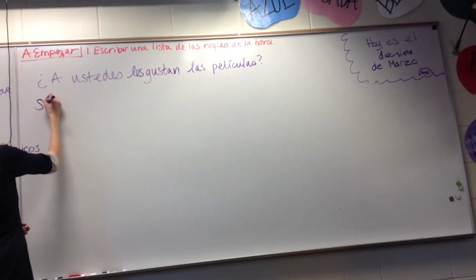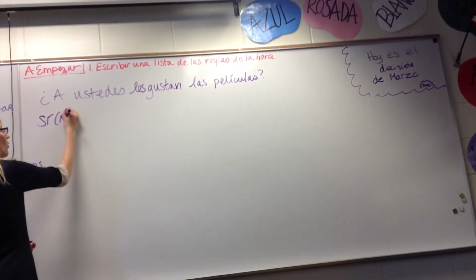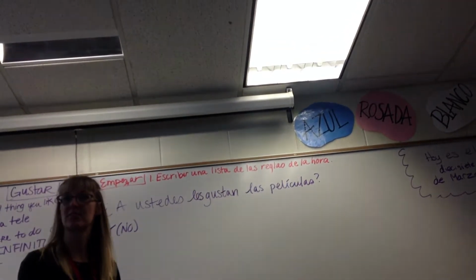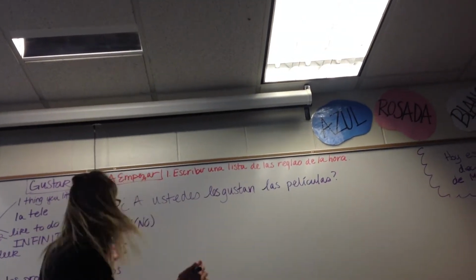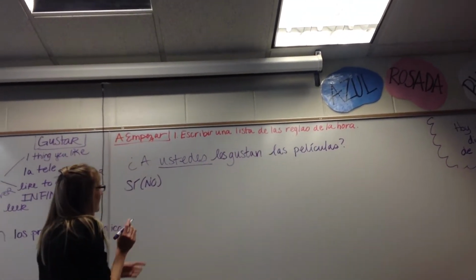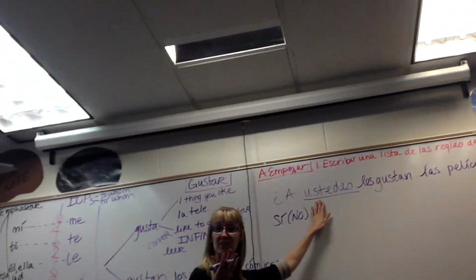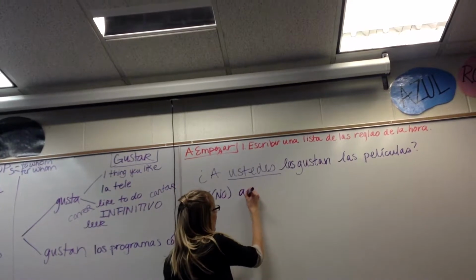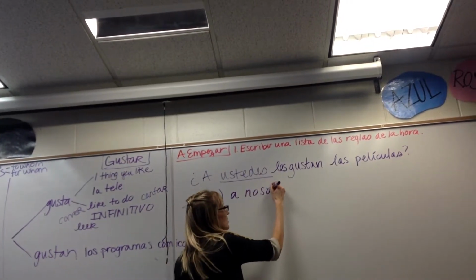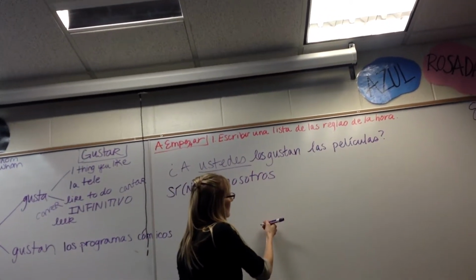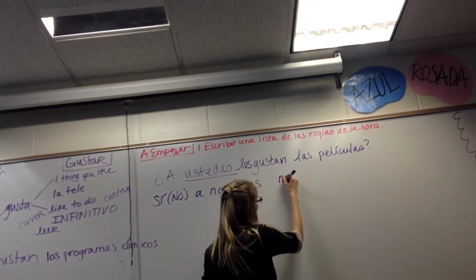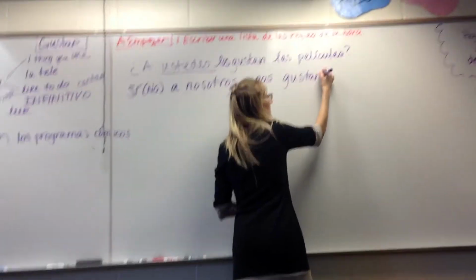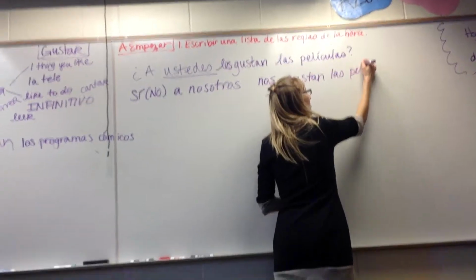Okay, so either you're going to start with sí or no. What form do you have to answer in? Nosotros. Nosotros. You guys rock. I tried to trick you and you got it. Ustedes was inside the question mark, so you had to answer in the nosotros. Sí or no. A nosotros. Okay. Nos gustan las películas. What is that?